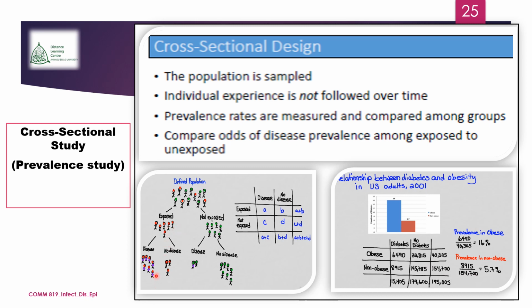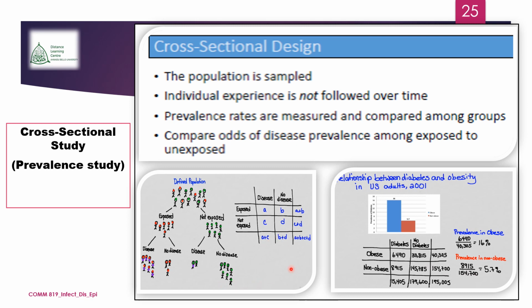How many came down with disease? 1, 2, 3, 4, 5, 6. So number of diseased over total number exposed will give you the prevalence. It's a proportion. You may decide to multiply it by 100 to get the prevalence. Then you compare the prevalence in those exposed and those not exposed.